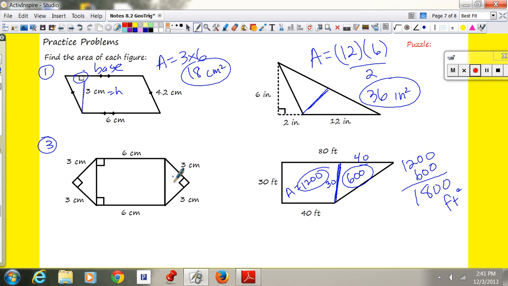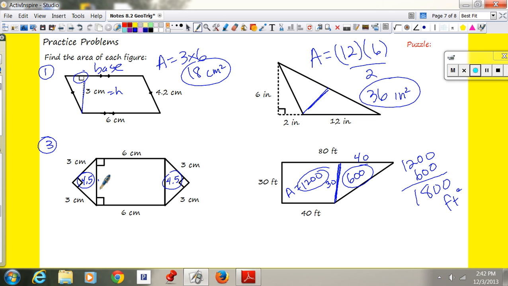What if I took these 2 triangles and put them together to make a square? What would the dimensions be? 3 by 3, so what's 3 times 3? 9. Cut it in half. They're both 4.5, right? Base 3 times 3 divided by 2 is going to give me 4.5 for my area.